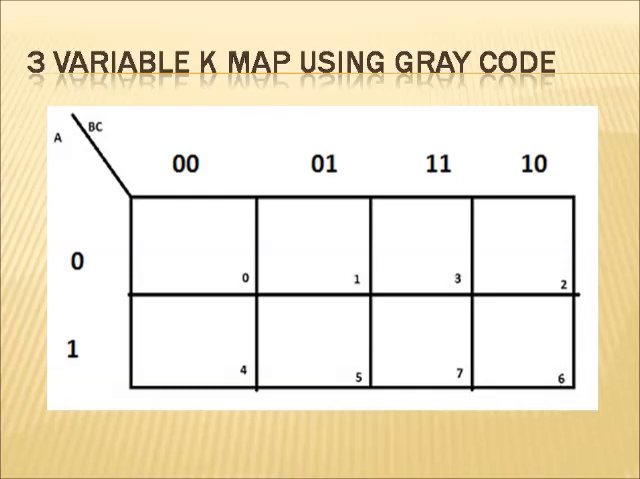Now it's a 3 variable K-map, again represented using the gray code. You can see one side it is A and the other side it is BC. In all these examples I am using the SOP expression. For A, you can see the values A bar and A: instead of A bar I am using 0, and instead of A I am using 1. Again see the BC values. The first one is B bar C bar, and instead of that I am using 0 0. The second one is B bar C, so it is 0 1, BC is 1 1, and BC bar is 1 0.